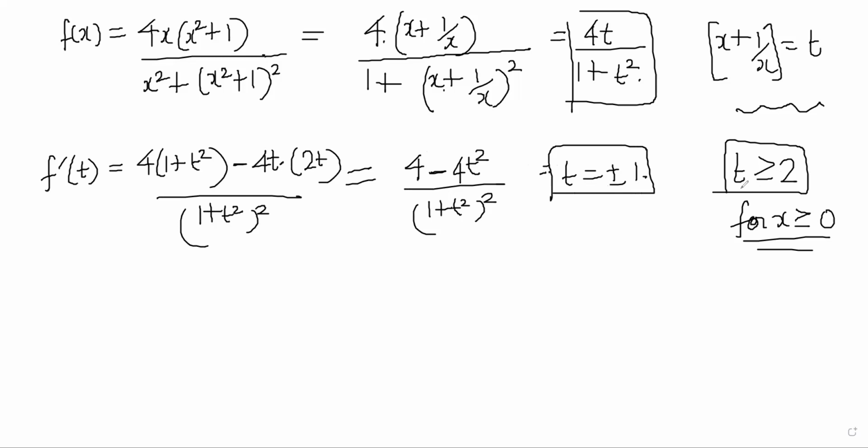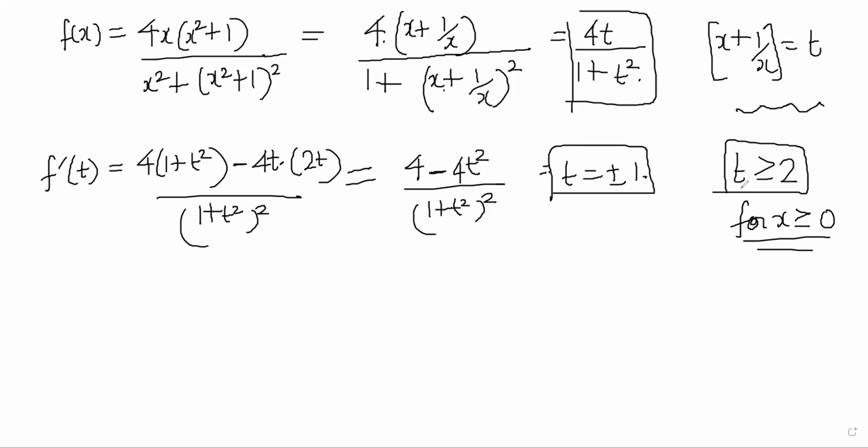Because t is greater than or equal to 2, right? So that means the function is not approaching any maxima or minima here. No maxima or minima is coming, right? f'(x) is not becoming 0, no?